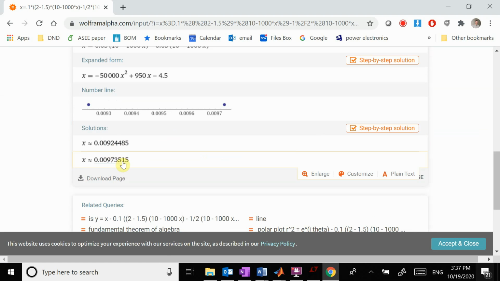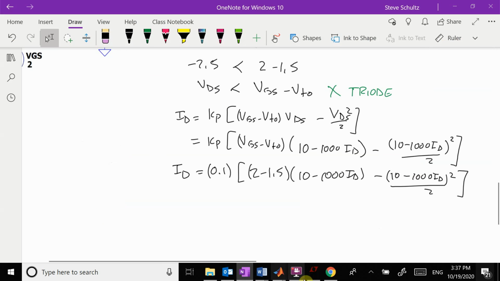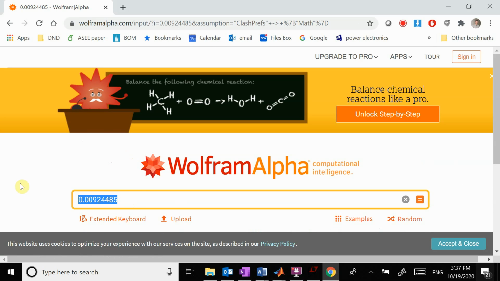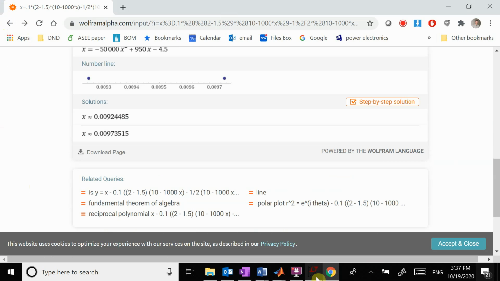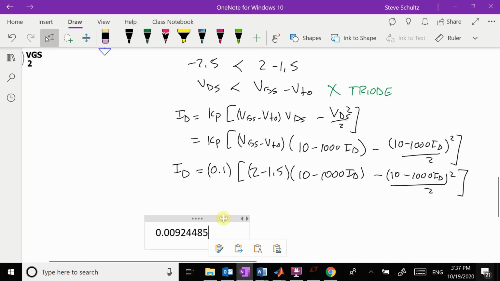So we come down here and we have two solutions. Well, what are our two solutions going to be? So let's start with this one as my current. That's 0.92 milliamps. So let's go back here. Well, let me grab that. Okay, so that's my ID.